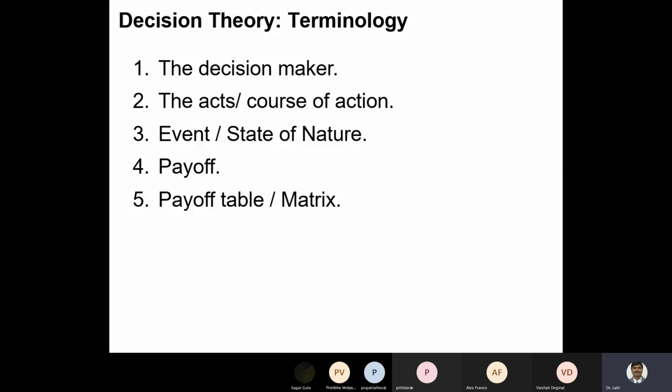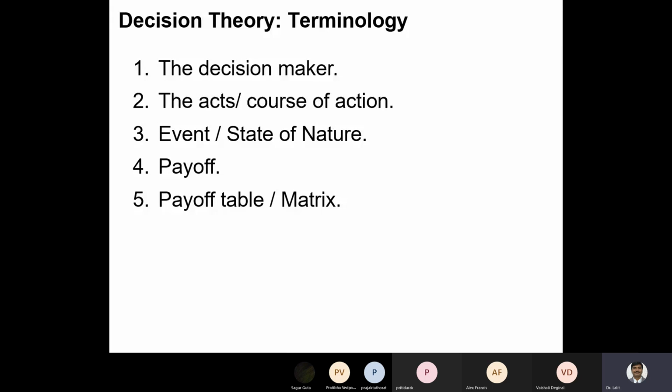Now, the rainfall is beyond the control of the decision maker or beyond the control of a farmer, right? So, the events or states of nature, basically these are environmental factors, and are beyond the control of the decision maker, right?